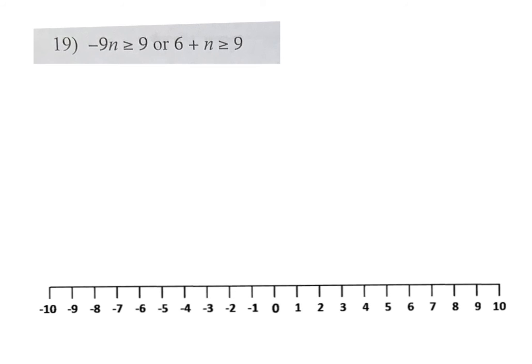So this first one is or. I'm just going to solve these individually, and then I'm going to graph them individually. So I have negative 9n is greater than or equal to 9, or 6 plus n is greater than or equal to 9. So I'm going to divide both sides by negative 9.